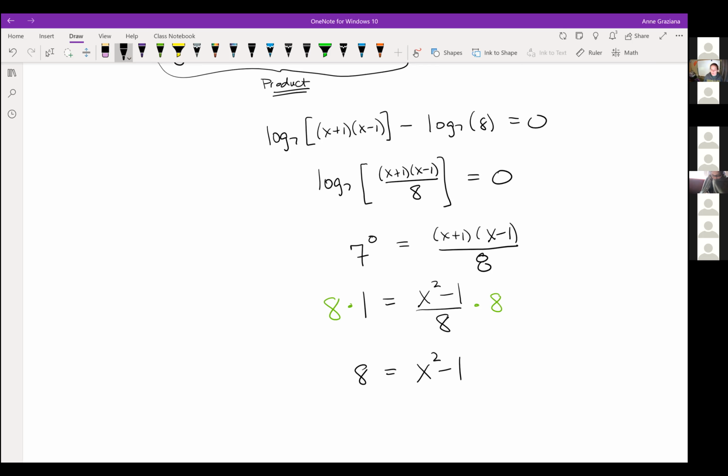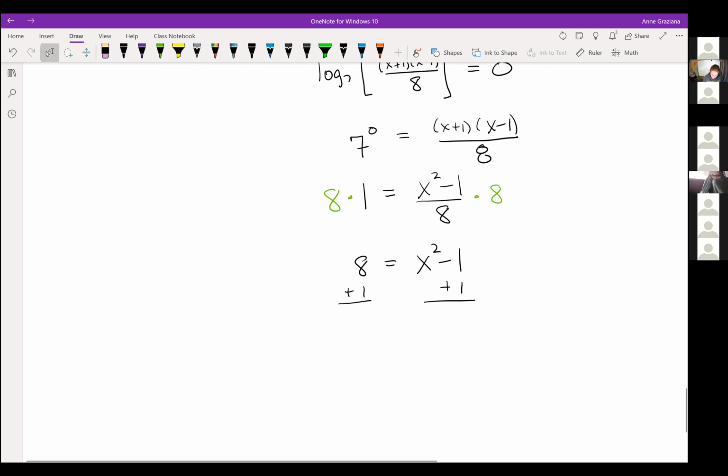I can add 1 to both sides. We can do this two different ways. You could get everything on one side and factor, or you can just realize this is x squared is equal to 9. And if I square root both sides, x is equal to 3, x is equal to -3. So -3 squared is 9 and 3 squared is 9.